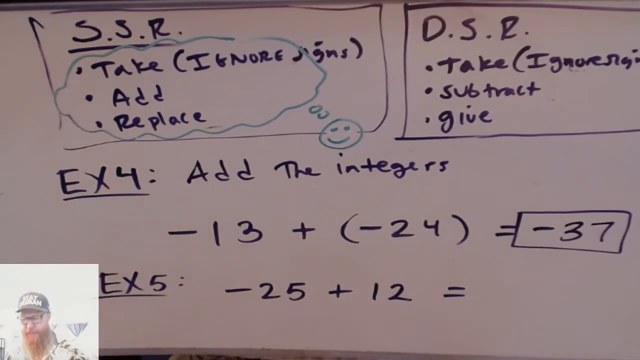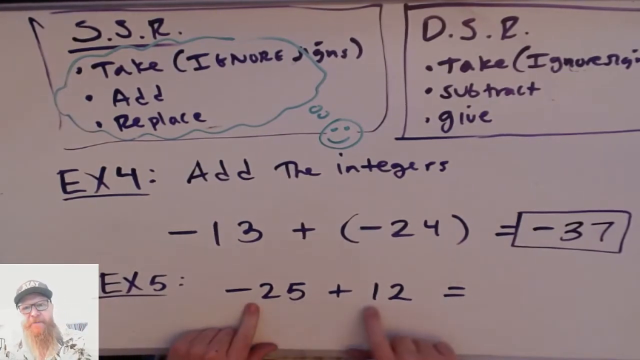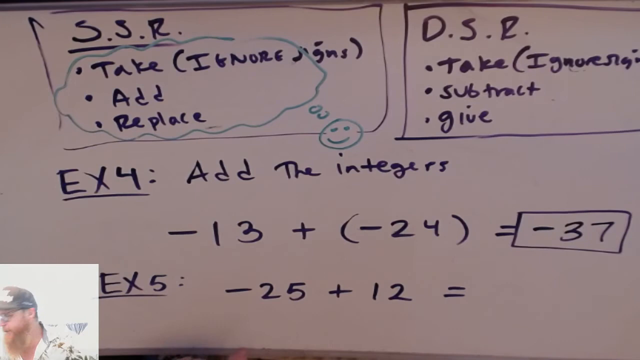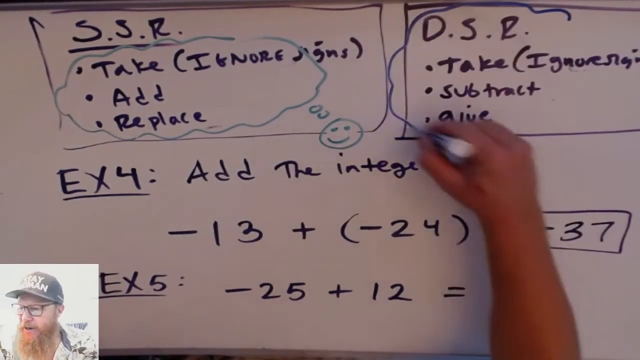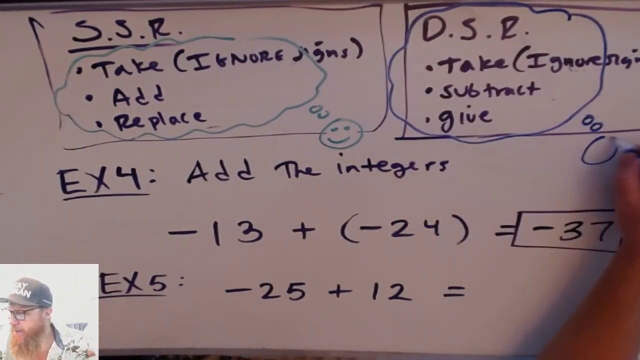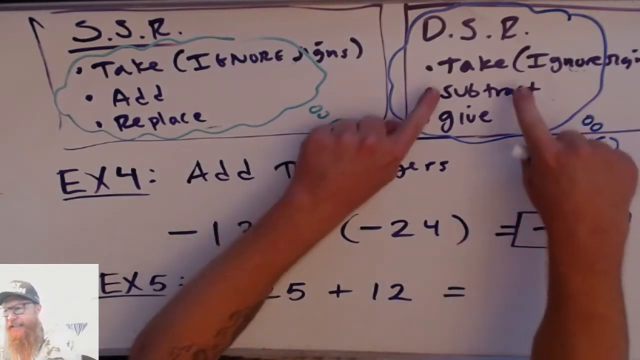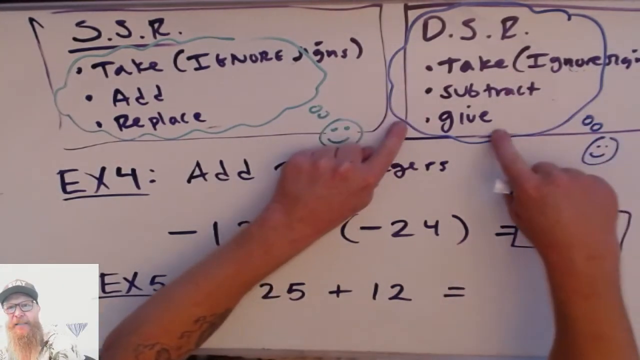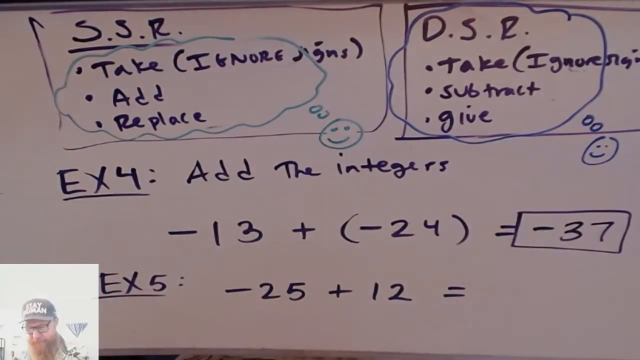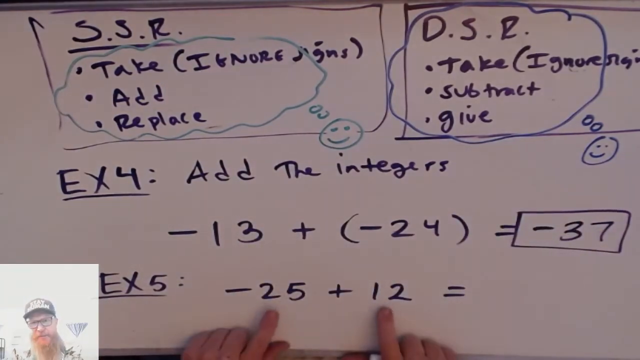All right. So what do we got now? We got negative 25 plus 12. That's the OSR, the opposite sign rule. So again, take, subtract, and give. All right, so take the absolute value of these guys. That one becomes 25. That one becomes 12.